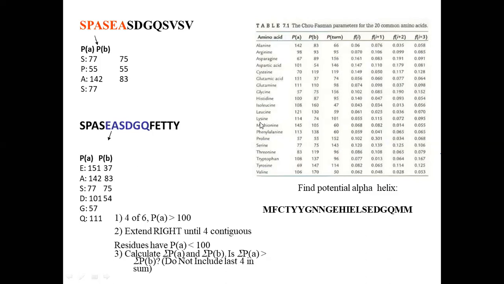From lysine we have 114, 74, and 101. For serine we have 77, 75, 143. For valine 106, 170, and 50. So you have to write the values from this table in the sequence of the peptide, and then you have to accumulate or add the values. Like if serine, proline, alanine, and serine, we combine these values 77, 55, 142, and 77.